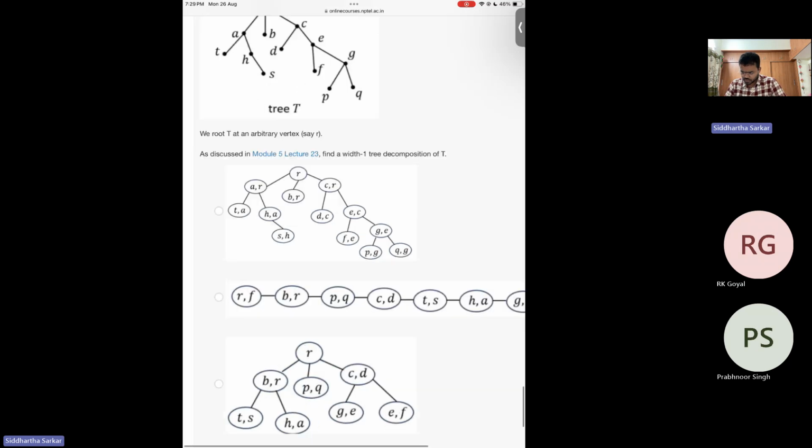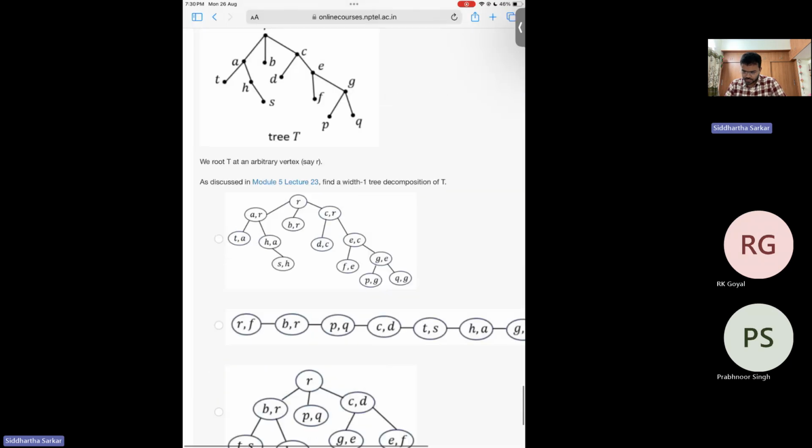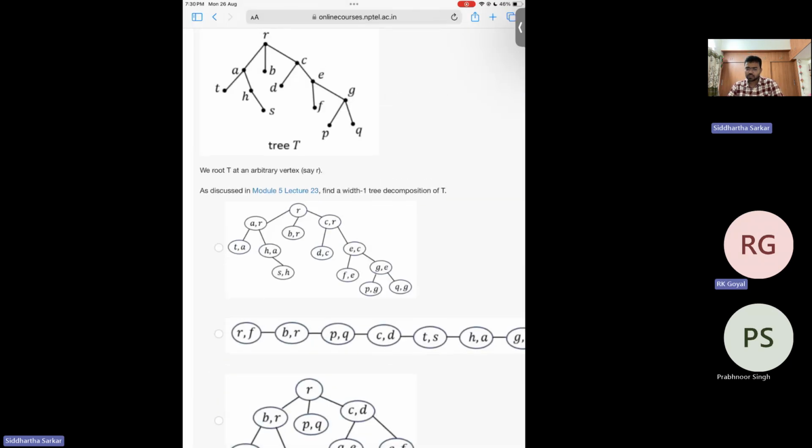So that's all we wanted to discuss. I think, yeah, we'll finish now. And I forgot that today is Janmashtami. So happy Janmashtami to both of you.